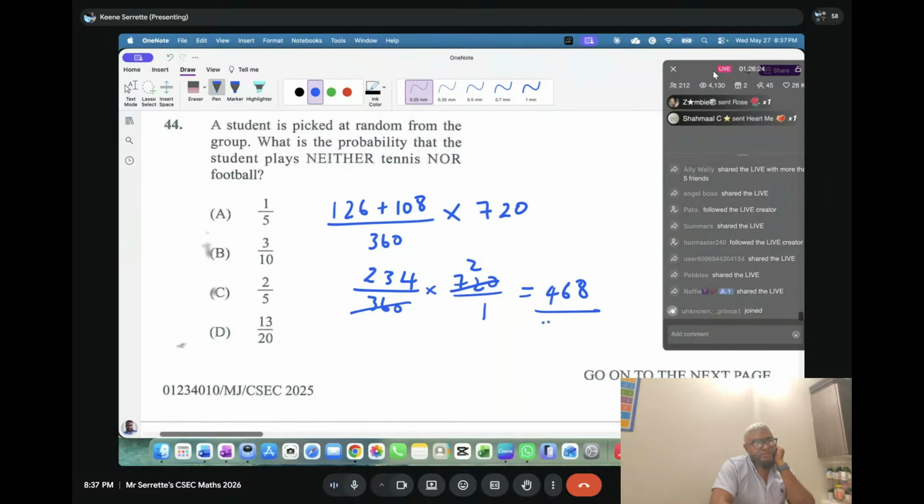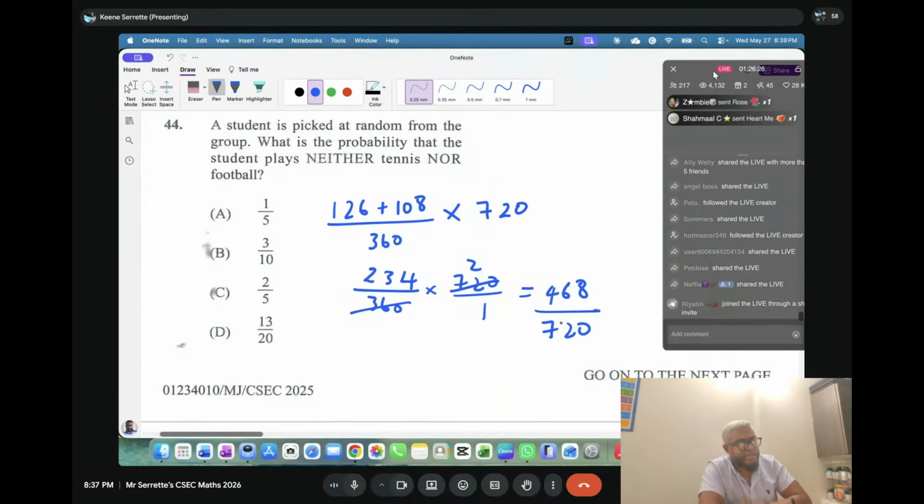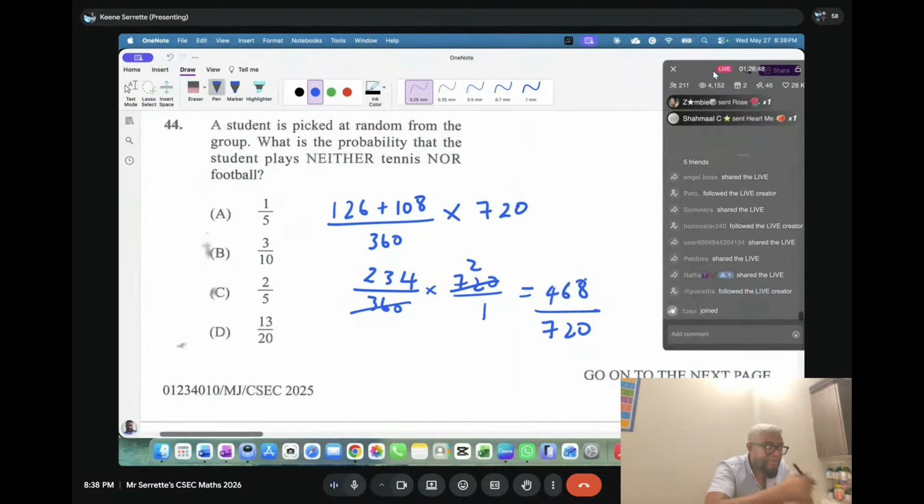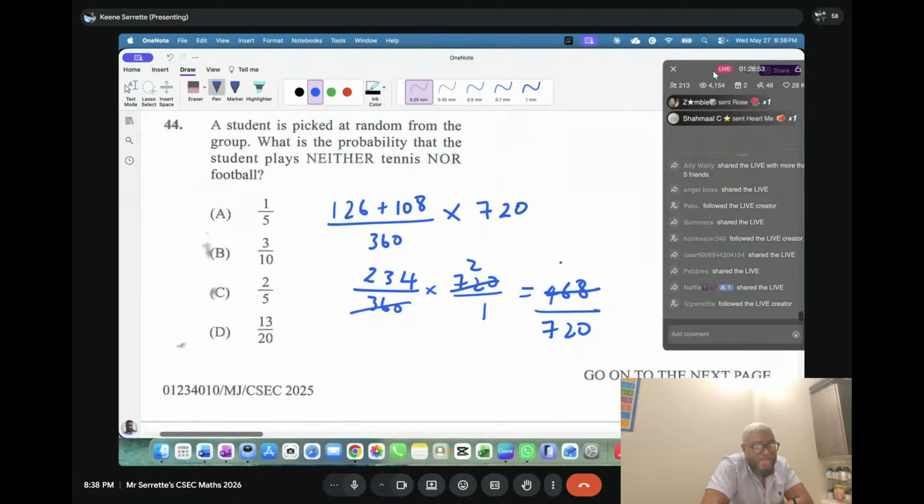468 out of 720. Anybody reduce it? You have to reduce and reduce and reduce. Or we can start with 4. 4 could go into this. Yeah, I know the answer is 13 over 20, but I want to help the students that have no idea how to reduce this. If you have no idea how to reduce this, my advice is to probably start with 2. That's always the most advisable thing to do.